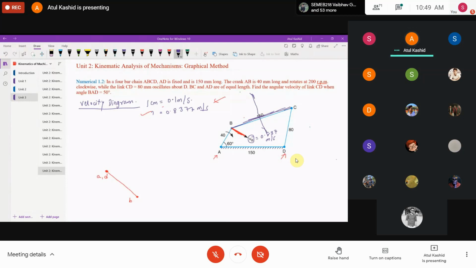Now what I will do, I can start from the point B or with the point C, right? So for link BC, I can start with the point B or with the point C. But in the velocity diagram, you can see that point C is not present because we have not yet found out the position for the point C, but we know the position for the point B, right? We have found the position of the point B.